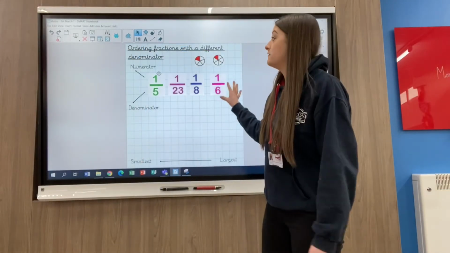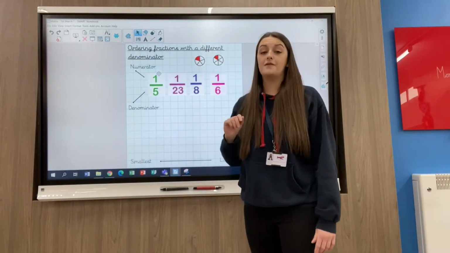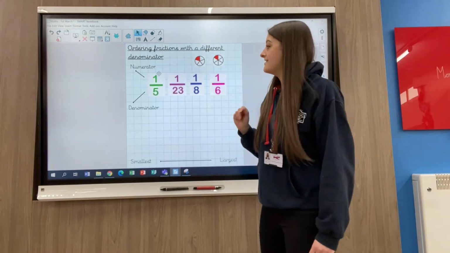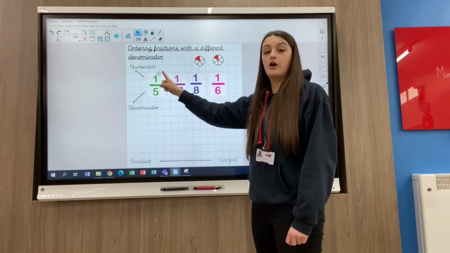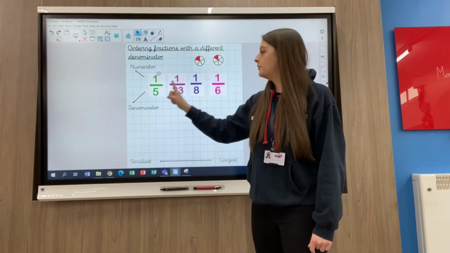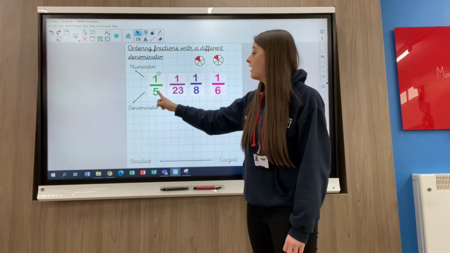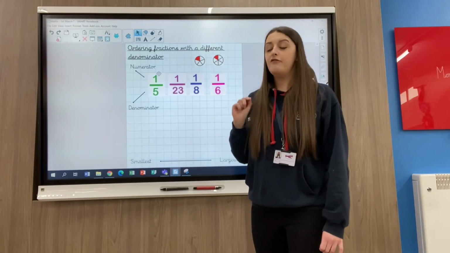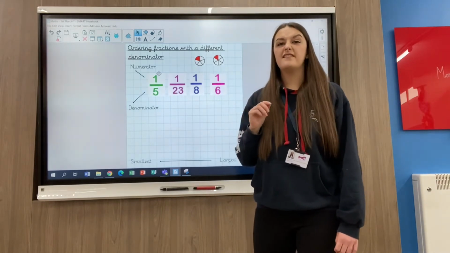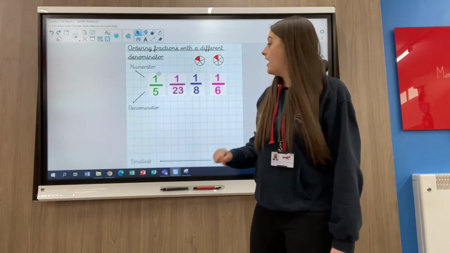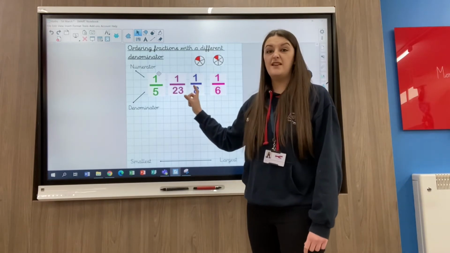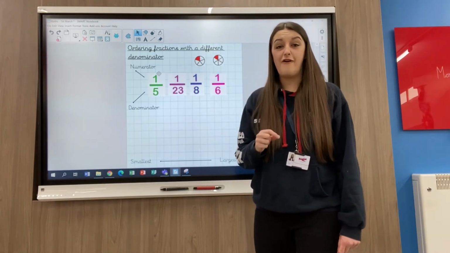Right, so you'll also notice on your page, you've got another ordering fractions question, but this time you've got fractions that have got the same numerator, but a different denominator, okay? So we're going to focus on our denominators. Now for this type of question, there is a rule, okay? So the bigger the denominator, the smaller the fraction is.